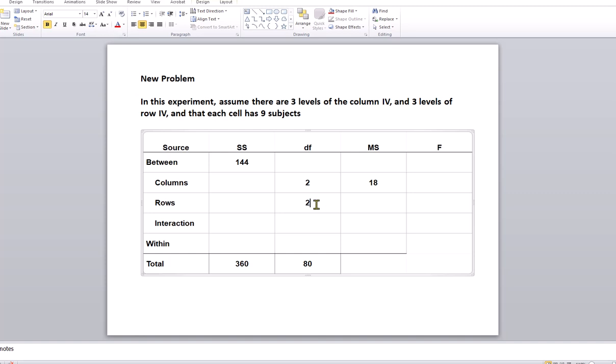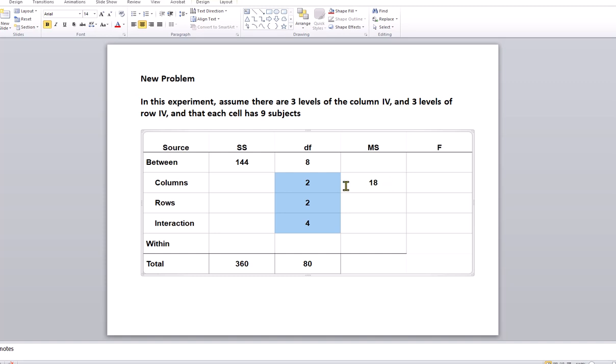The interaction then is defined as C minus 1 times R minus 1. In other words, this number times this number. 2 times 2 gives you 4. That goes right here. And, well, what can we do next? If there are 9 cells in this design, if you mapped out the 3 by 3 structure of the design, you'd have 9 cells. The between groups degrees of freedom is defined as k minus 1, where k is the number of cells. So this number would be 9 minus 1, gives you 8, and you can see that these 3 add up to 8, which they have to.